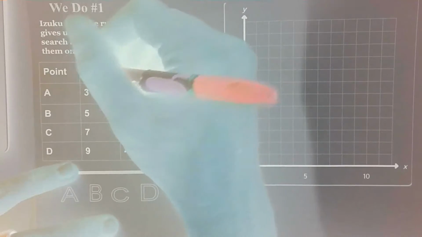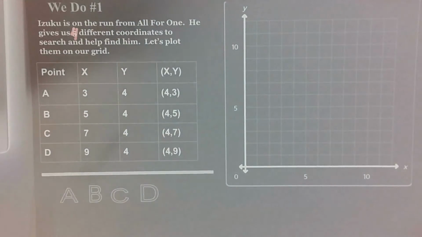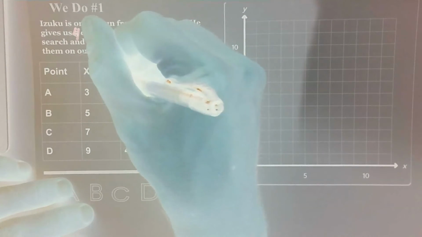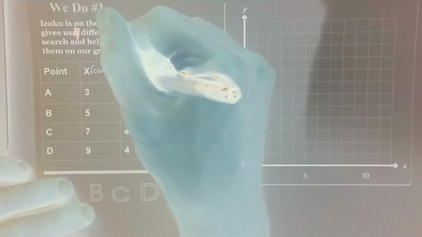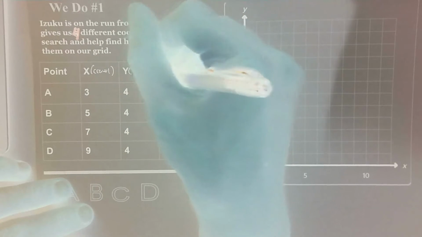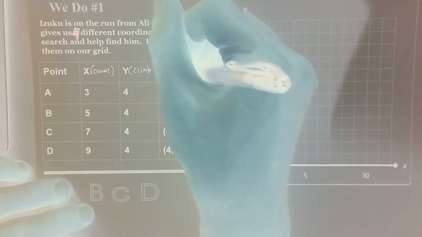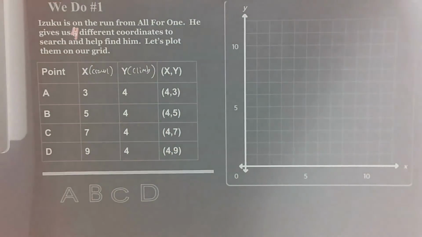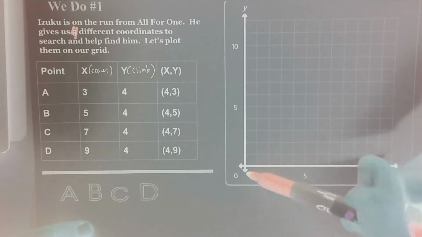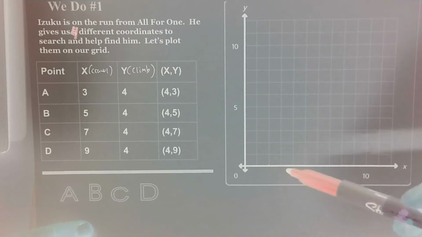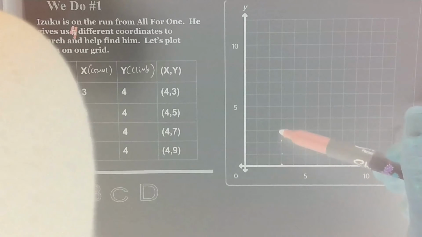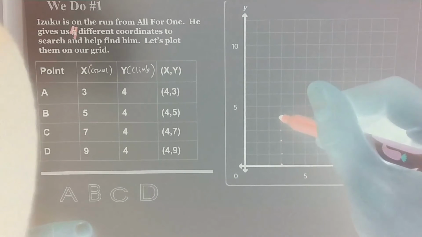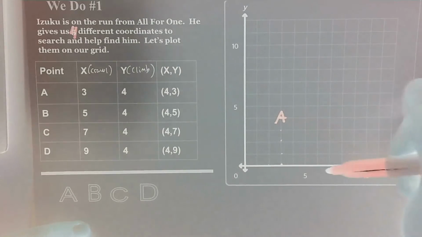and what I actually like to do on my chart here is right next to x, I'm going to write crawl, just a little reminder. And next to y, I'm going to write climb. So for point A, I know I need to crawl 1, 2, 3, and climb 1, 2, 3, 4. And right here is where point A will be.